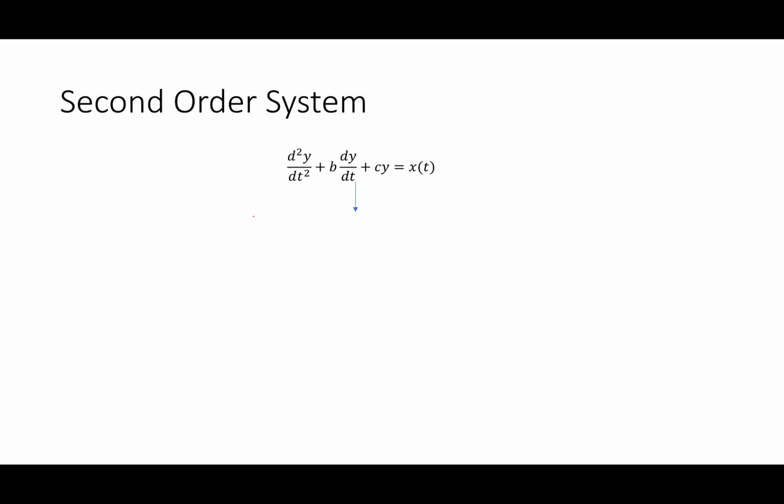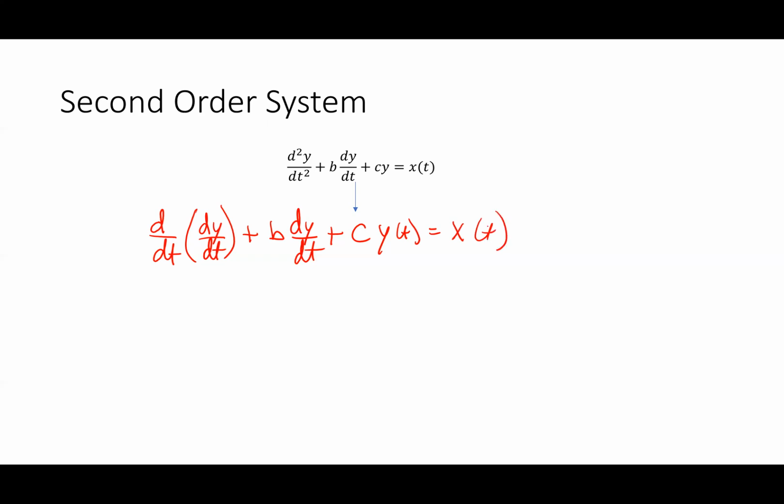So I could write this a little bit differently. I could say I've got d by dt of dy by dt plus b times dy by dt plus c times y of t all equals x of t. All right, those two expressions are exactly the same, right? Nothing different about those two.